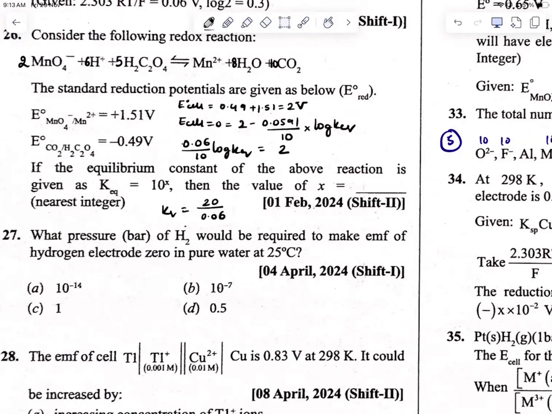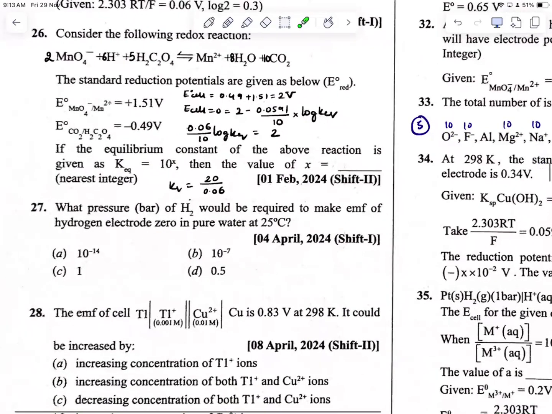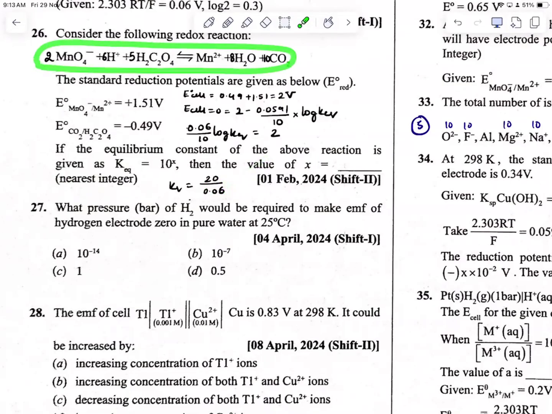That is represented as 10 raised to power of x. There was actually some value given here in this question. I forgot, but I remember that there was some value for this log to help out that was given. So from there you could figure out what the K equilibrium value is. Just learn how to balance the equation. If you know that, that is it.